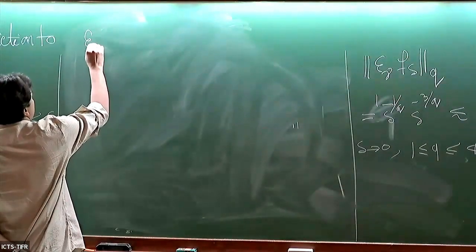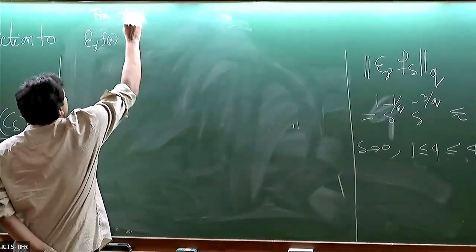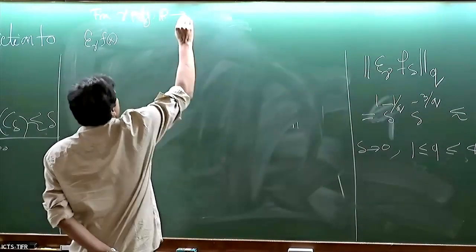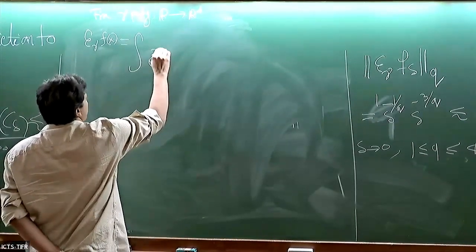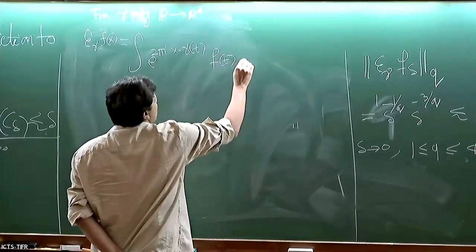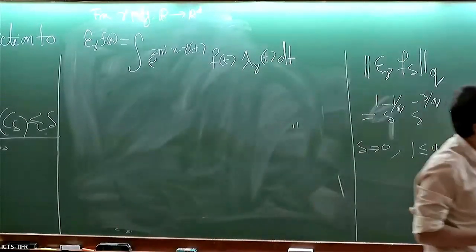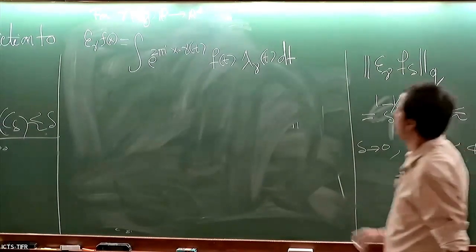So let's look at the extension operator. Fix a polynomial curve gamma from R to R^d. And so we have this Fourier extension operator, equal to the integral of e to the 2 pi i x dot gamma(t), f(t) dt. Okay, so now we have to take lambda gamma(t) dt here, right? Did I write lambda gamma(t)? Yes. So the dual extension operator is given by this.